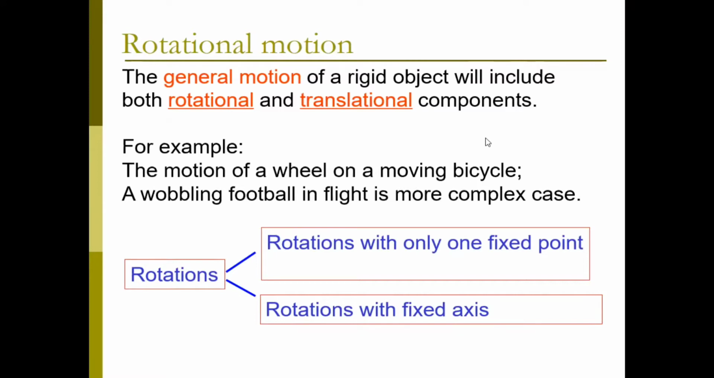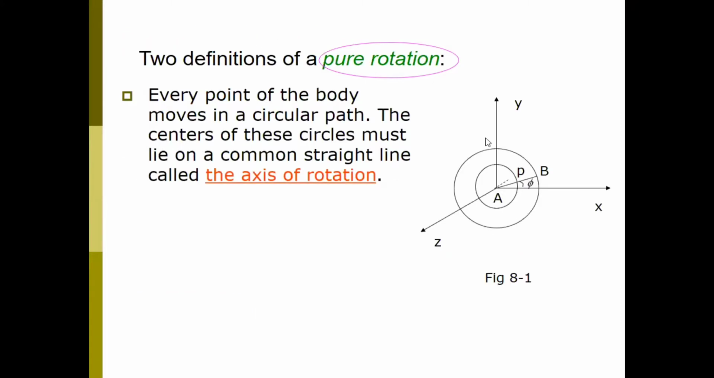Ito yung tumutukoy pag sinabi po nating rotation. It's either mayroon siyang fixed point or mayroon siyang fixed axis. But for pure rotation, we talk about the rotation with fixed axis. So, may dalawang definitions yung pure rotation. The first one is every point of the body moves in a circular path. So every point of a body moves in a circular path.